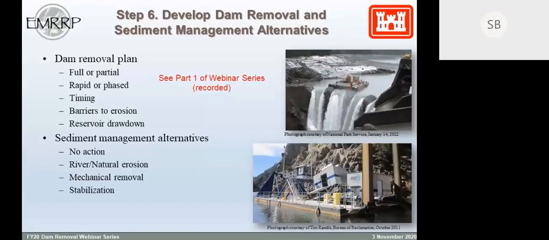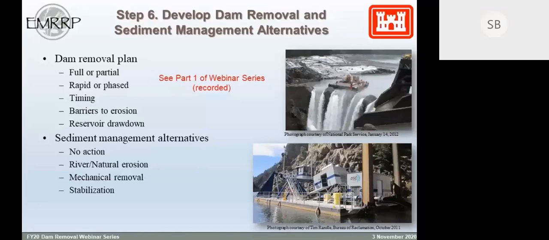We also talked about 2 ways to remove dams. They can be removed rapidly, in which case most of the sediment is released in pretty short order, or it can be a phased removal with incremental reservoir drawdown, where layers of the dam are removed gradually over a period of time, and this can reduce effects from releasing a large volume of sediment downstream.